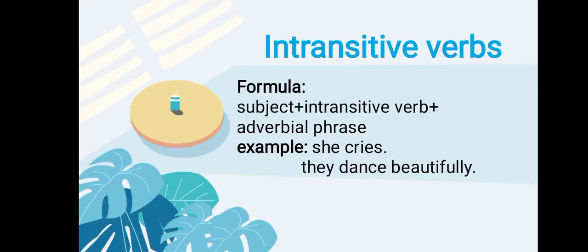This is the formula of the intransitive verb. How do we use intransitive verbs in a statement? First you need a subject, then an intransitive verb, and then an adverbial phrase. Here is an example for you. She cries. There you are writing the subject and intransitive verb, which complete your sense about a person who cries. They dance beautifully: they is the subject, dance is an intransitive verb, and beautifully is the adverbial phrase.